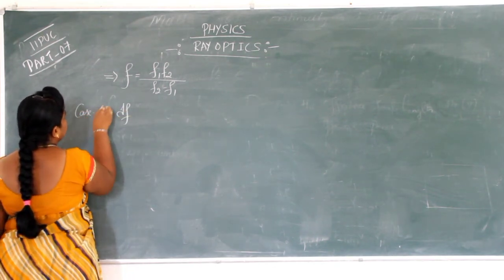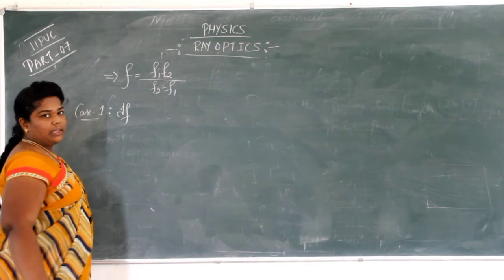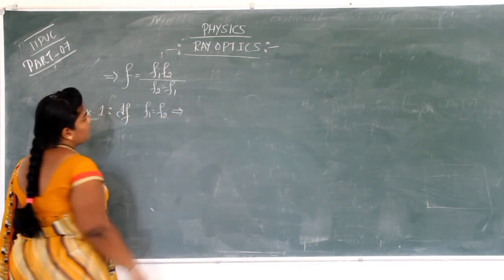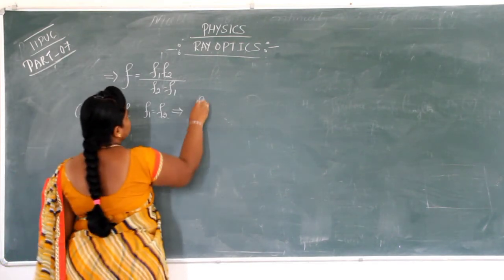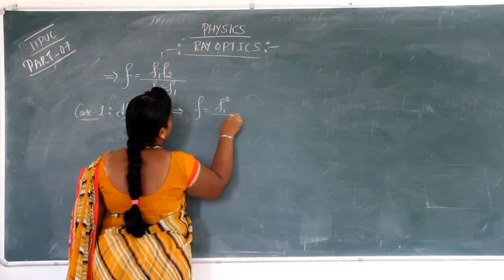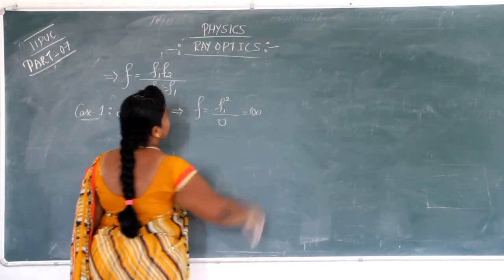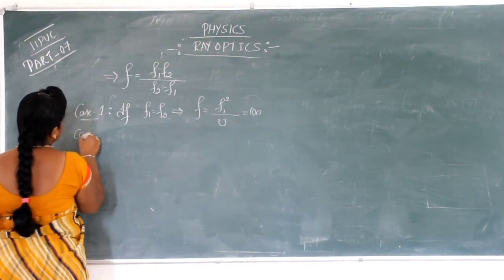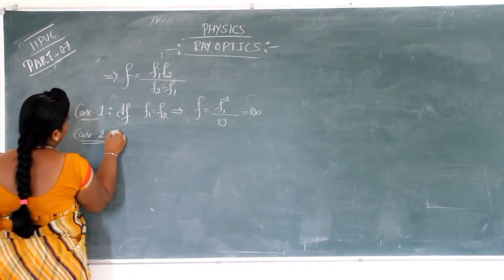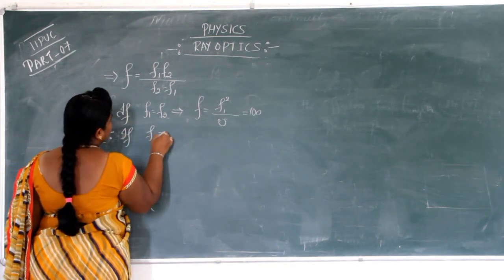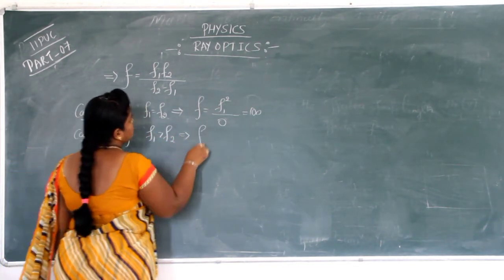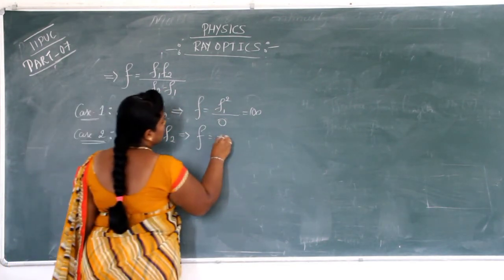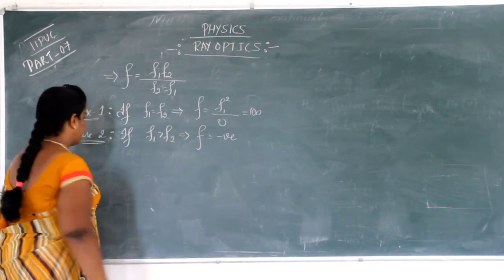Now, let's consider the cases. In case 1, if f1 is equal to f2, then f is equal to f1 square divided by 0, which means f is infinity. In case 2, if f1 is greater than f2, the effective focal length becomes negative.